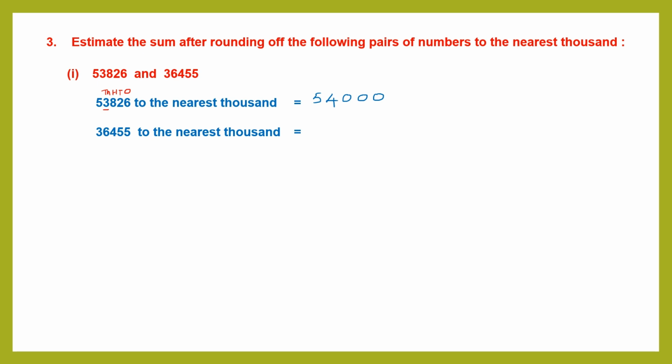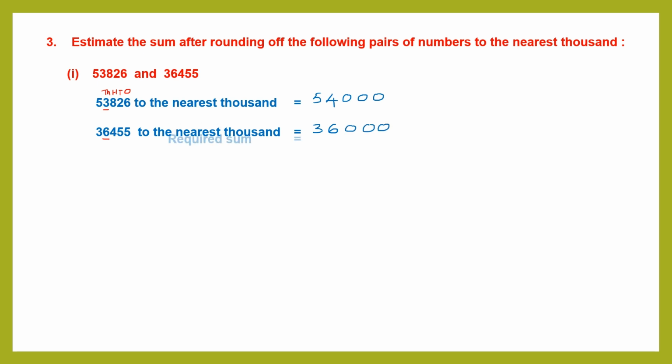Next one, ones, tens, hundreds and thousands. We have 6 in the thousands place. The digit to its right is less than 5, so 6 will remain the same. So we have 3. Then 6 will remain the same. All the digits to its right will become zeros.